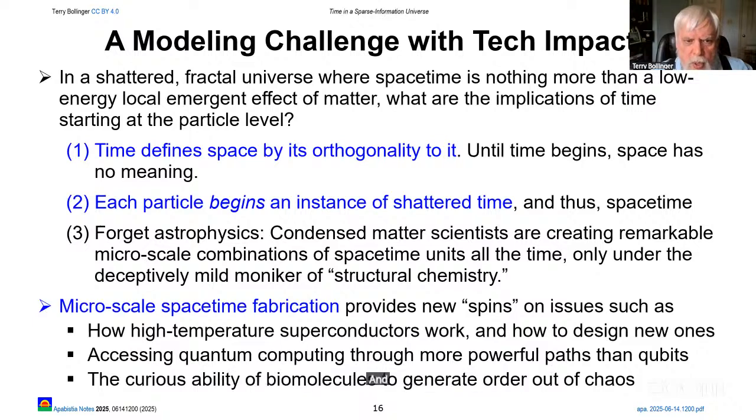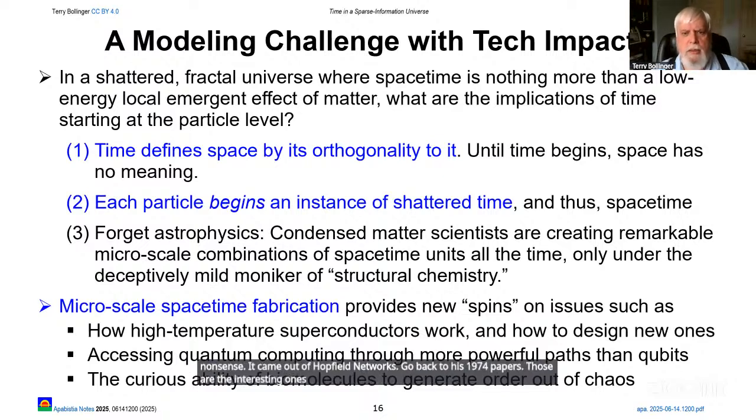And forget the nonsense that came out of Hopfield networks, and it is nonsense. Go back to his 1974 papers. Those are the interesting ones. Those are the ones that say something, because those are the ones that talk about generating order out of chaos. And I think insufficient attention has been paid to some of that.